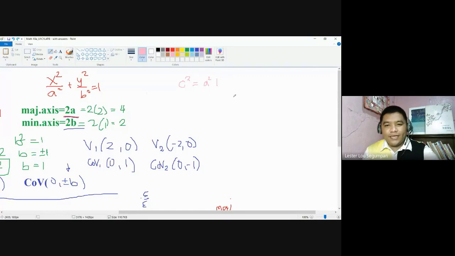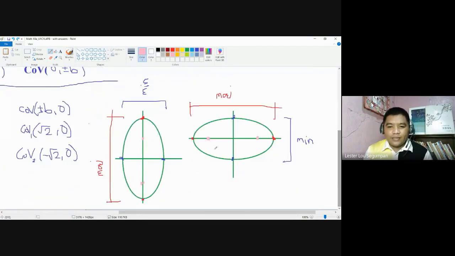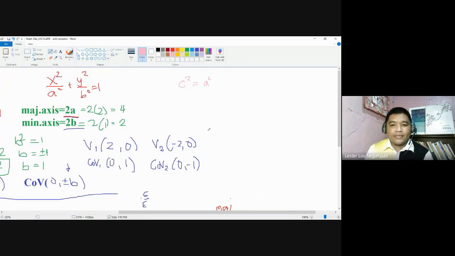The formula for C, as this is actually the distance here. Sorry, this is the distance for C. This is the distance for B. And this is the distance for A. The formula here is actually patterned on the Pythagorean theorem. But let me not share the derivation with you, as we are only concerned with the practice exercise.